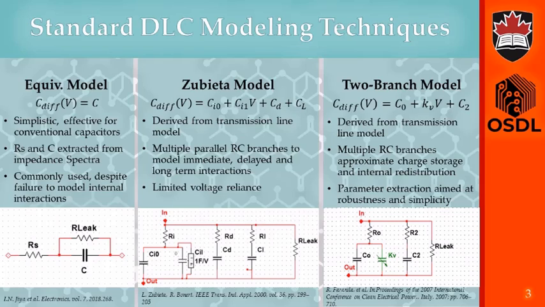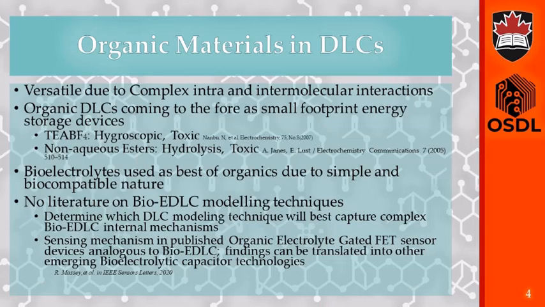The Zubieta and two-branch model are derived directly from the transmission line model. The Zubieta model uses multiple resistor-capacitor branches to represent immediate, delayed and long-term DLC interactions, with voltage dependence incorporated into the immediate RC branch. This model has been proven for DLCs, but suffers from limited voltage reliance and an involved parameter extraction process. The two-branch model aims to model internal charge redistribution with only RC branches and claims that their superior method in parameter extraction is not only more robust to noise than the Zubieta model, but performs better. This method has been shown to effectively model DLCs.